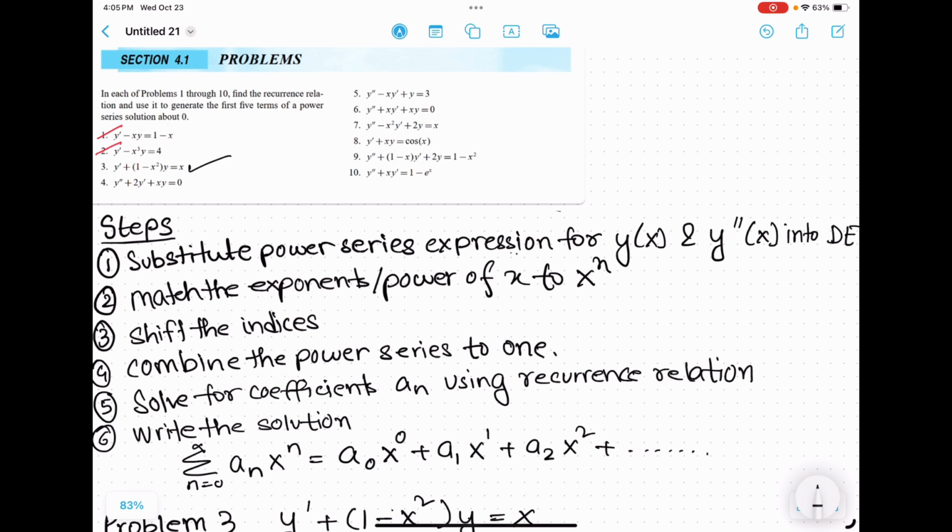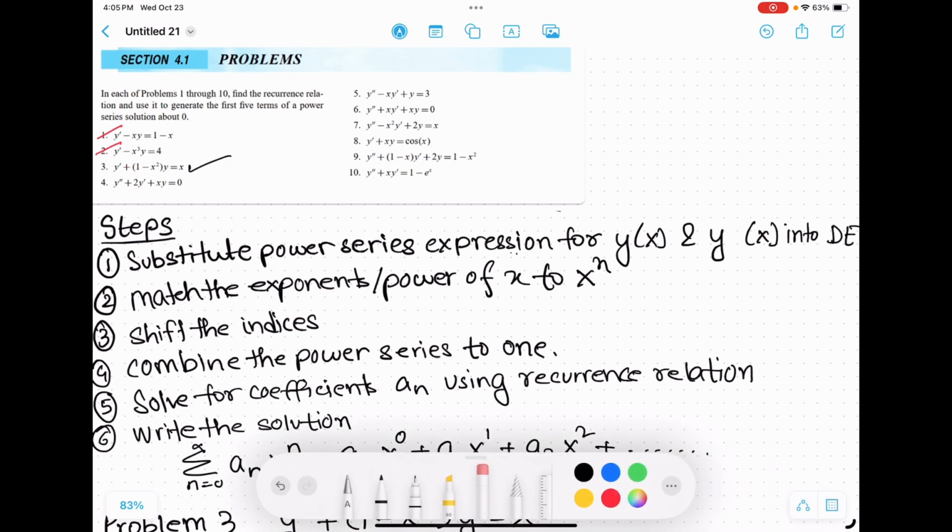And like I said earlier, these are the steps that we'll be using in all the problems of section 4.1, okay? So it's very important that we really understand and somewhat just memorize the steps, okay? All right. So like I've said earlier, our step 1 was basically substituting the power series expression for y and y prime. Oh, it's supposed to be a y prime over here. Well, technically it is right too.